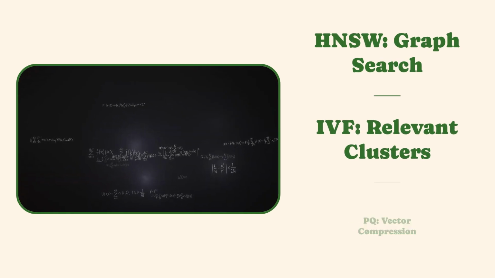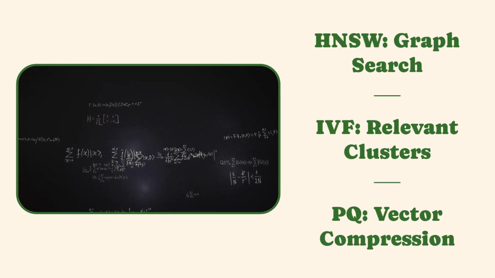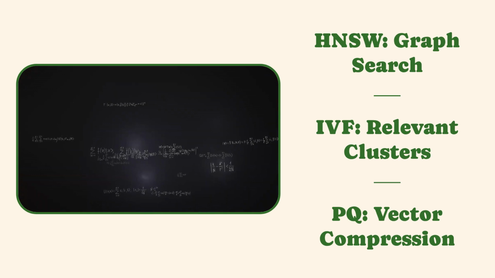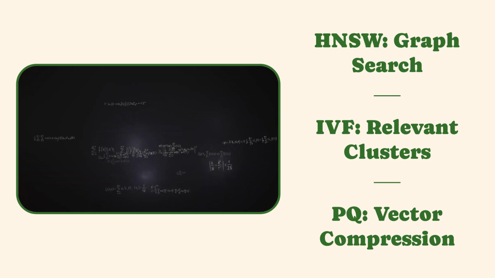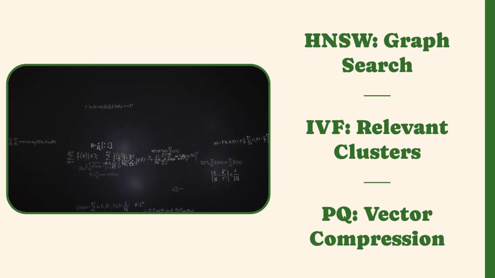Common indexes you'll encounter include HNSW, which uses a multi-layer graph search, IVF, which narrows the search to relevant clusters, and PQ, which compresses vectors to speed up distance checks.